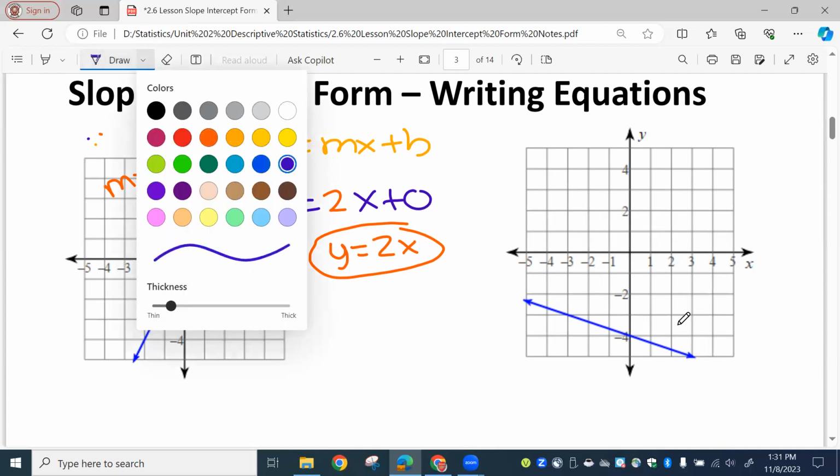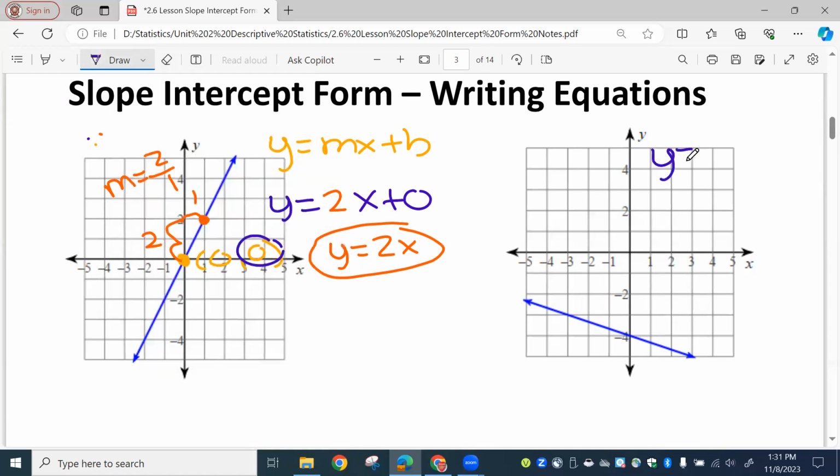One more here. Always start with y equals mx plus b. We're going to go find our intercept. It's right there. X value is always 0, and our y value here is -4.